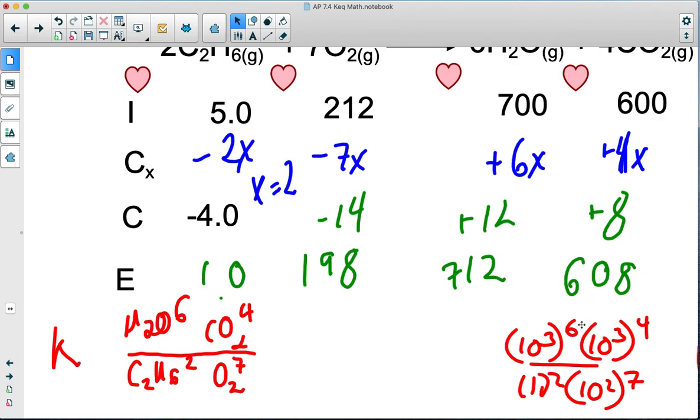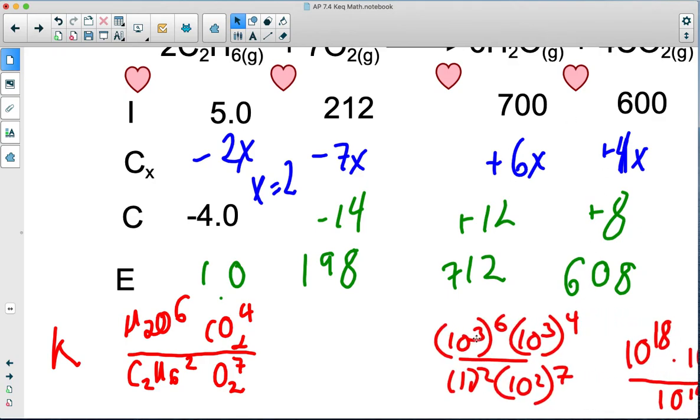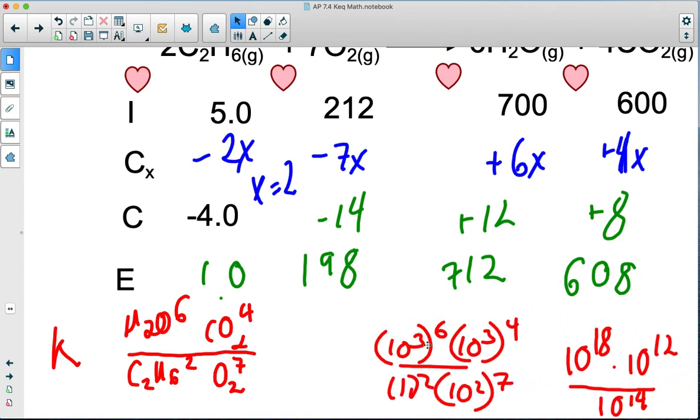So this, we then would raise the power to the power, which means we multiply 10 to the 18th times 10 to the 12th, the 1 goes away, over 10 to the 14th. This is going to be 10 to the 30th divided by 10 to the 14th, so it's going to be less than 10 to the 16th. Why less than? Because we were really rounding up by going from 600 to 1,000. So it's less than 10 to the 16th is what we could conclude.